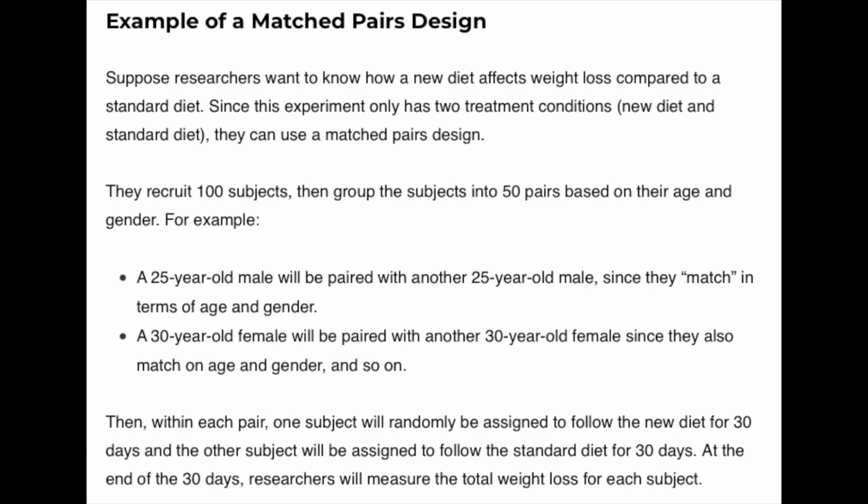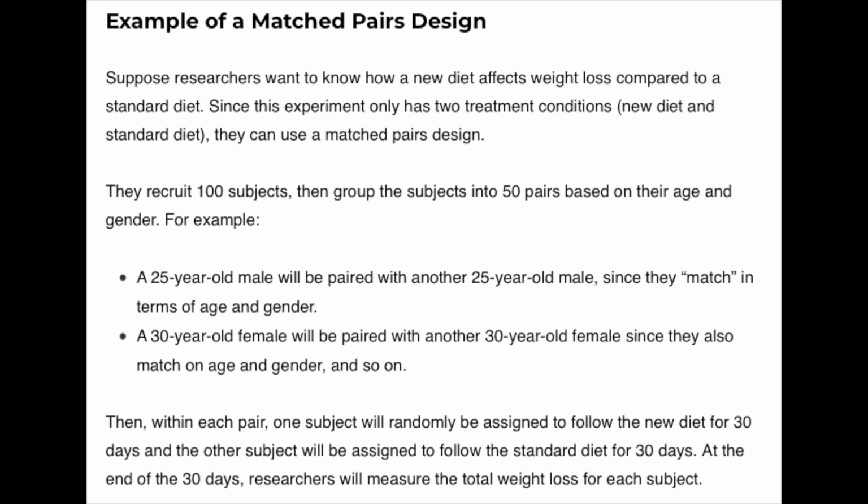For example, suppose researchers want to know how a new diet affects weight loss compared to a standard diet. Since this experiment only has two treatment conditions, either a new diet or a standard diet, they can use a matched pair design. If they recruit 100 subjects, then group the subjects into pairs based on their age and gender. So for example, a 25-year-old male will be paired with another 25-year-old male since they match in terms of age and gender. Likewise, a 30-year-old female will be paired with another 30-year-old female since they also match on age and gender, and so on.